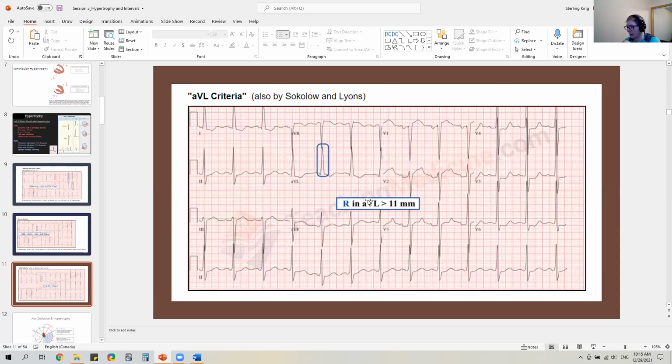And then this one I have used a couple of times. It comes up a little bit more often. So if the R in AVL is greater than 11 millimeters, so just over 2 boxes, you can see 1, 2, 3, 4 boxes, it's definitely over 11. This would be almost 20.